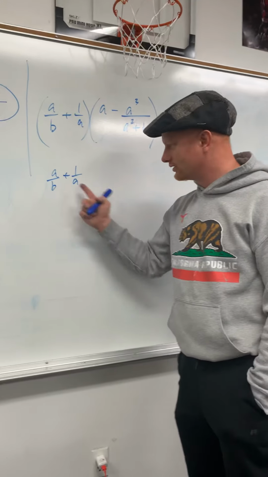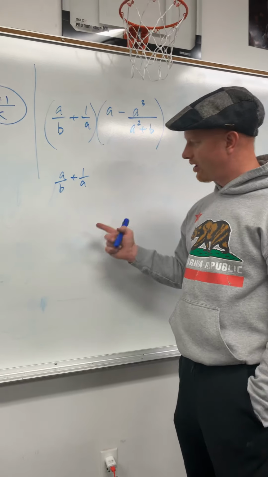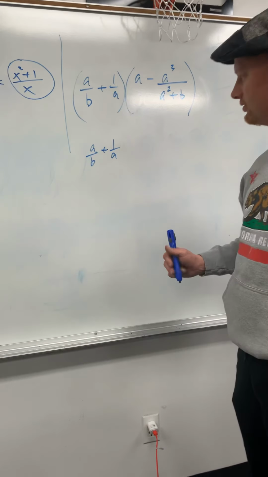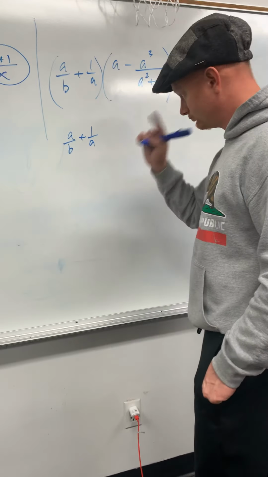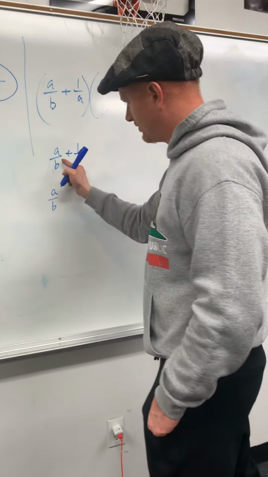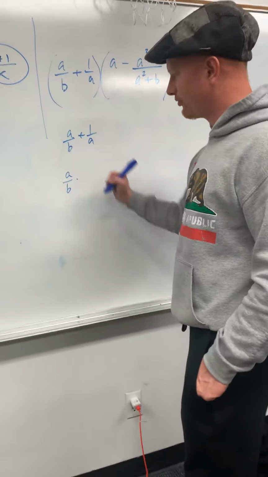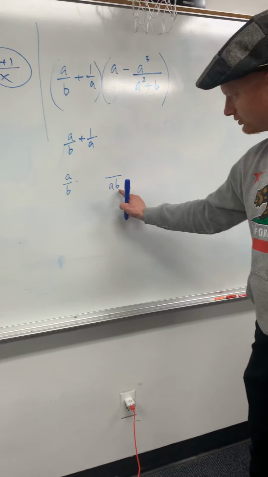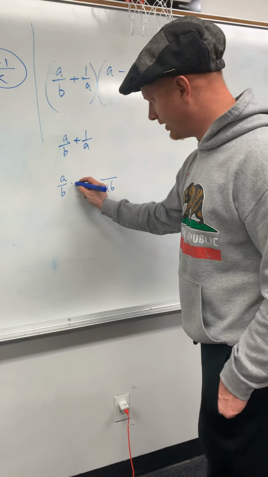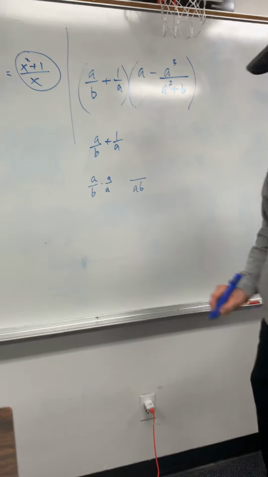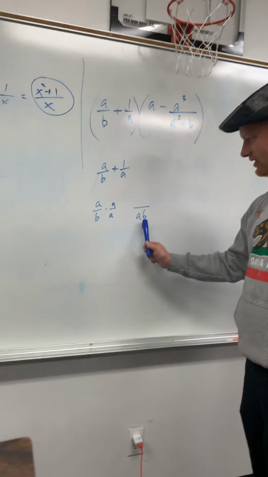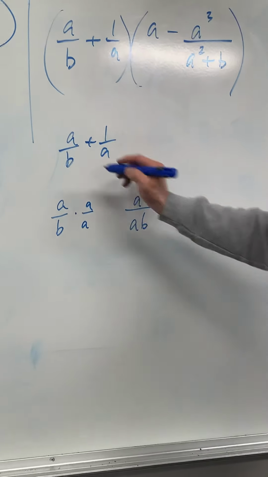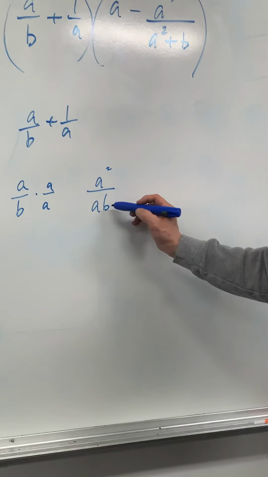Well, I need a common denominator. What would my common denominator be in this case? Yes, it would be AB, or A times B. So I'm going to take A over B, my first term here. What would I need to multiply A over B by to get that denominator? Exactly, I have to multiply by A over A. B times A gives me AB. A times A gives me A squared. So this fraction, A over B, just became A squared over AB.